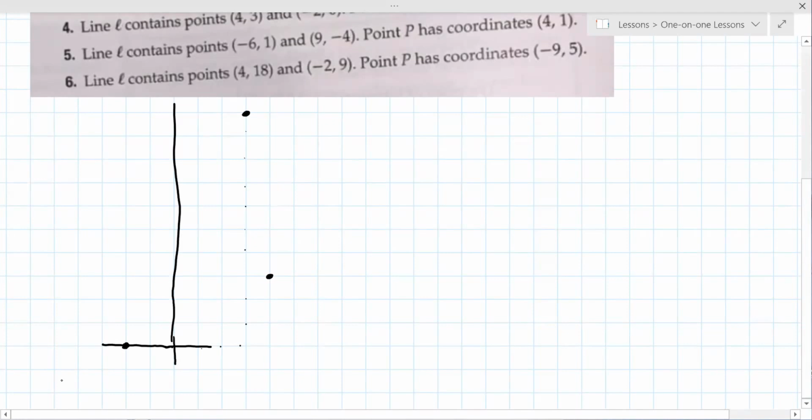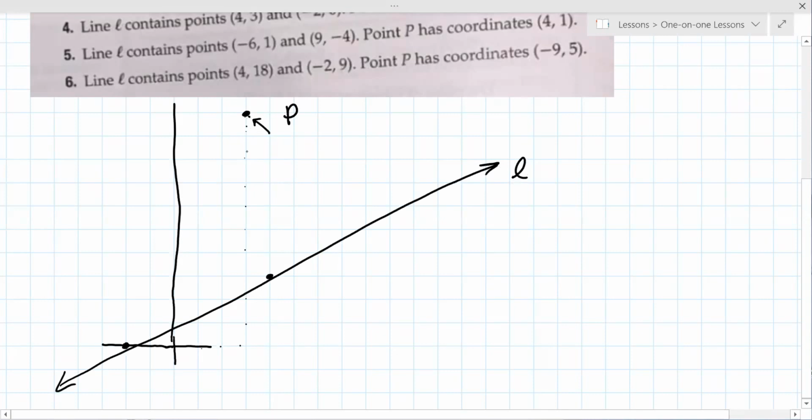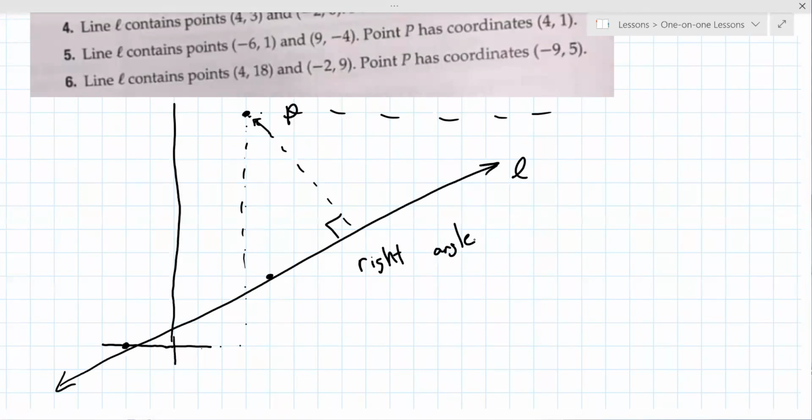Okay, so there's a line between these two. Do you agree with that? And then there's this point up here, and there's actually a lot of distances from this point P to L. There's one that goes this way and one that goes this way, but there's also the shortest one. The shortest one makes a right angle. So this question has many steps to it, and the first step is to understand that it's not as simple as just counting. You have to go through a few steps here.